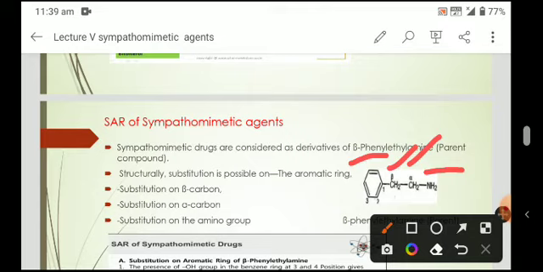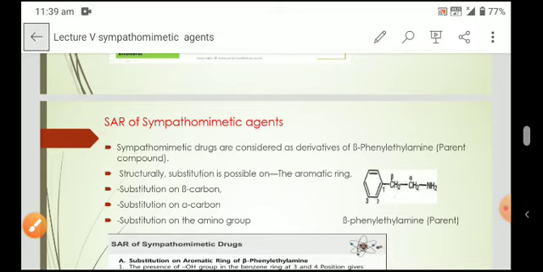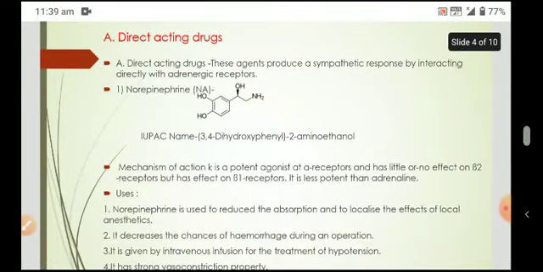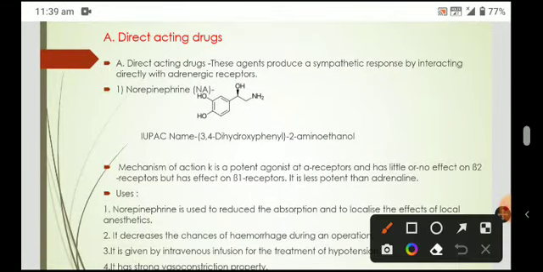So this is the SAR of sympathomimetic agents with its 4 substitutions: substitution on the aromatic ring, the beta carbon, the alpha carbon, and lastly the amino group. Now moving to the next slide, as we have seen, sympathomimetic agents are classified into 3 basic classes on the basis of their mechanism of action: direct acting drugs, indirect acting drugs, and mixed acting drugs.